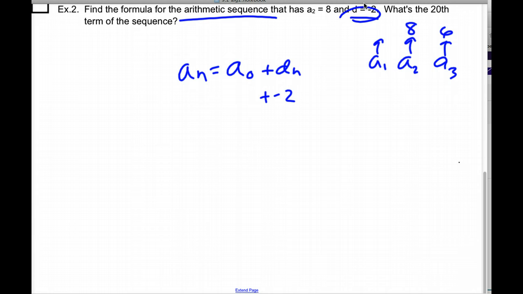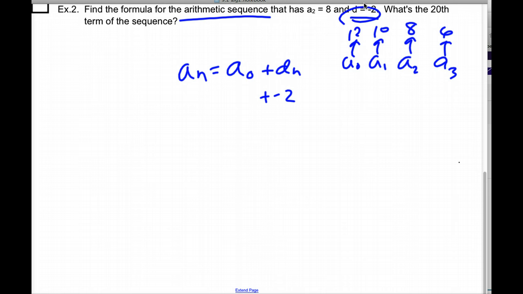D is negative 2, so that tells me go down 2 as I go to the right, so I go up 2 as I go to the left. So you might be able to reason this out and say A0 is 12. And that's great because you understand what's happening. But what if I would have said, you know, A sub 207 is 8? Do you want to be counting back to A0, or do you want to figure out what to do mathematically? I'd be all about figuring out what to do mathematically.